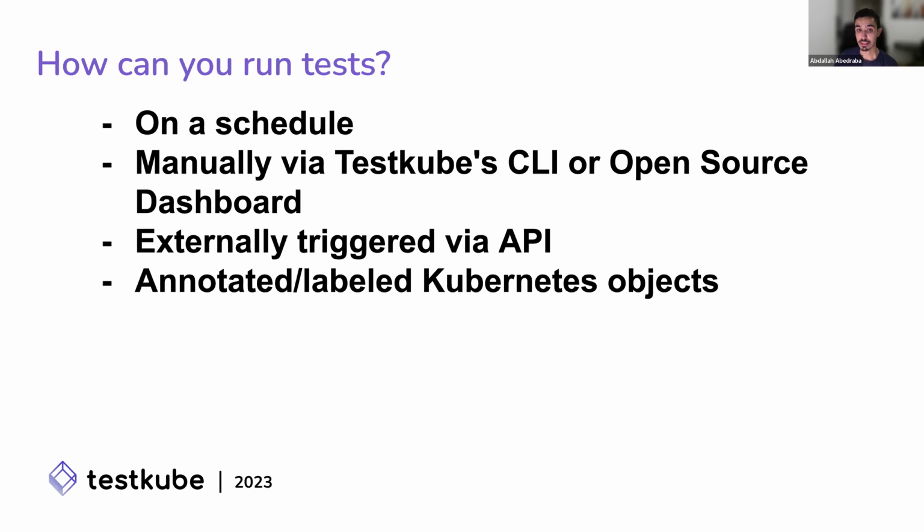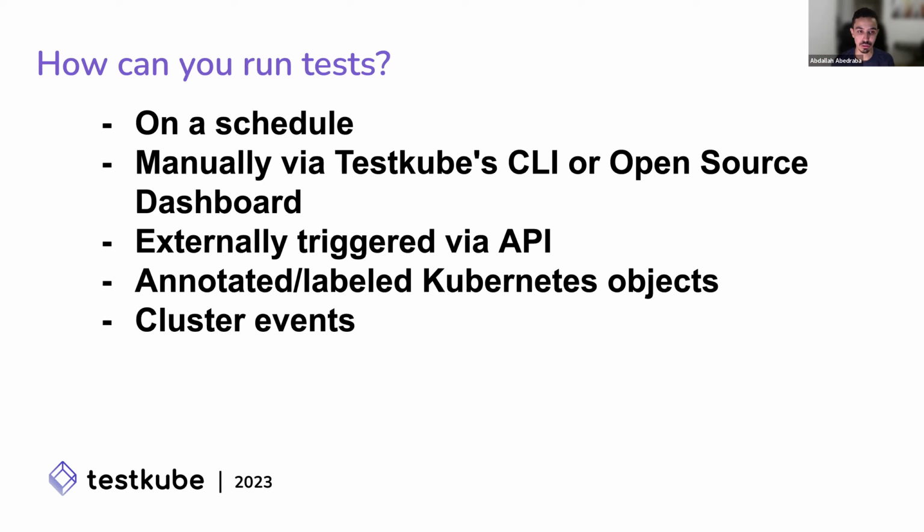But the most interesting to me, and the one that I like most, is being able to trigger a test on the deployment of an annotated Kubernetes object. So Testkube would actually detect that you deployed a new deployment or service or pod, and it'll run the test against that instantly. And it also could listen to cluster events, whatever is happening in the cluster, and then start running tests against that.